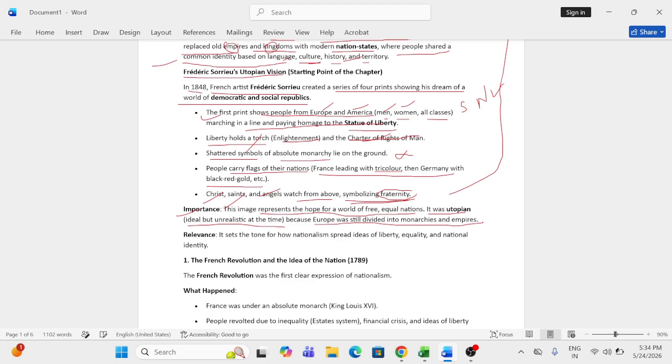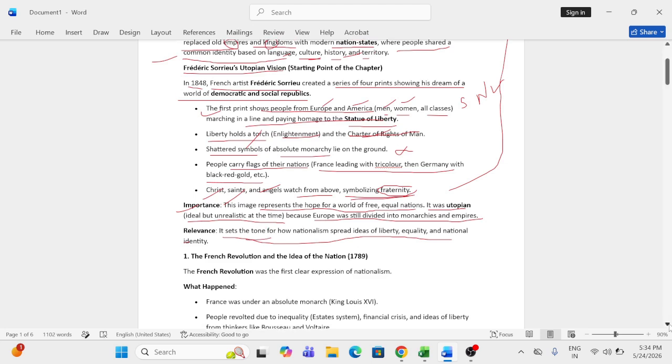So Europe was divided into monarchies and empires, and they were hoping for a utopia, an unrealistic world of free and equal nations. It is relevant because it sets the tone for how nationalism spread ideas of liberty, equality, and national identity. It just set the pace for nationalism. I hope you got this one.